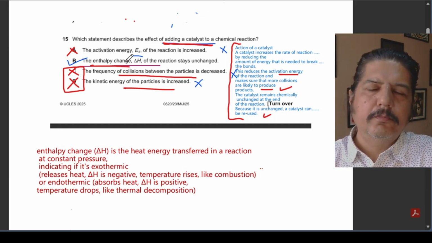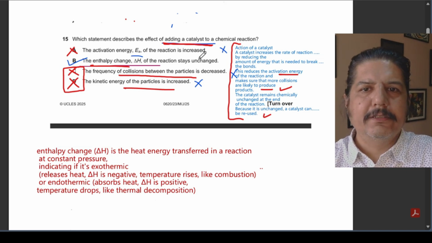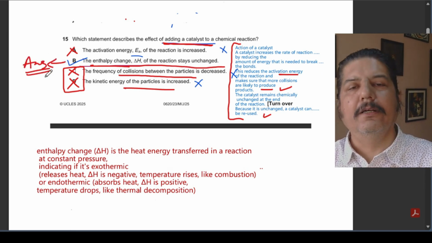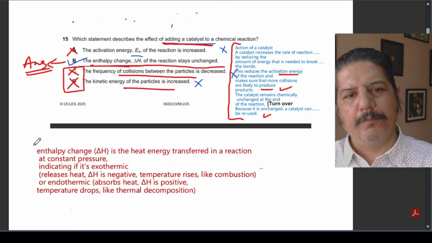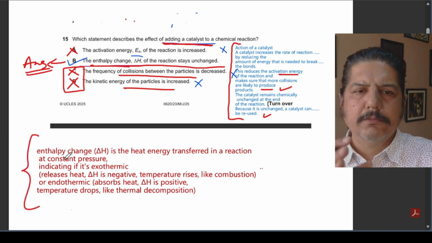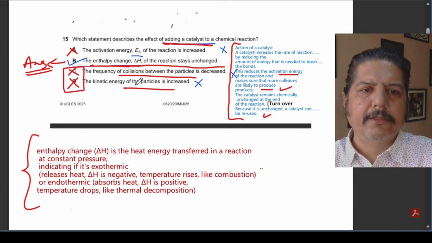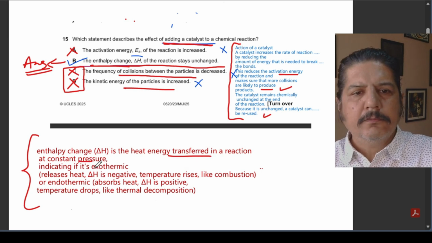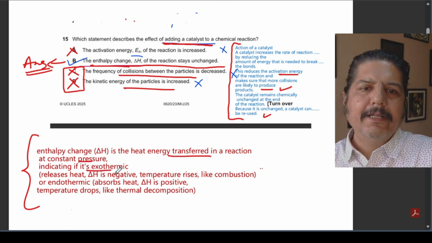I'll just briefly go through the enthalpy of a reaction. The enthalpy of the reaction stays unchanged. This is the answer to this question. If you know about enthalpy, great. If you don't know, it is covered in another chapter, but I'm just briefly going through the concept here. Enthalpy change is the heat energy transferred at constant pressure.